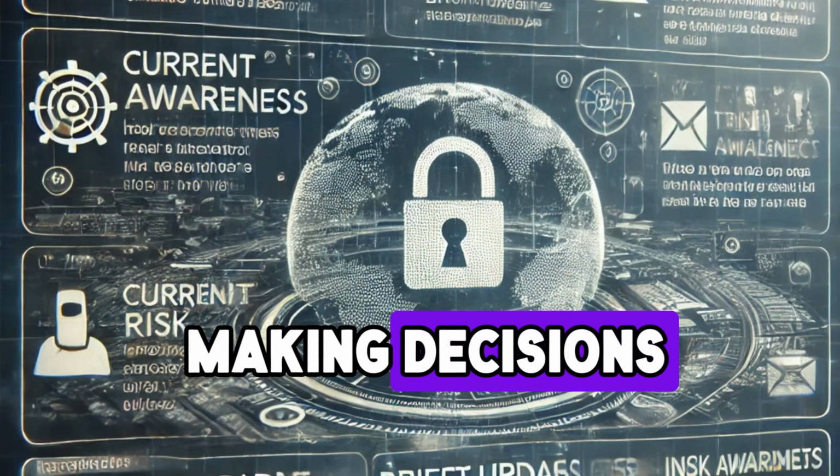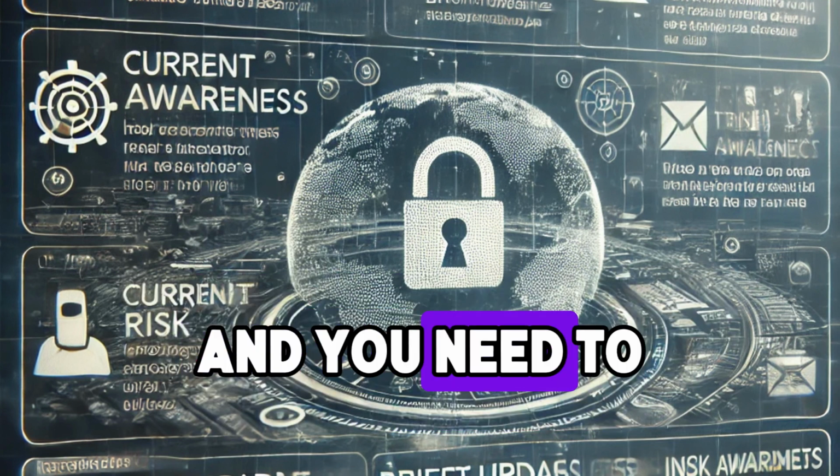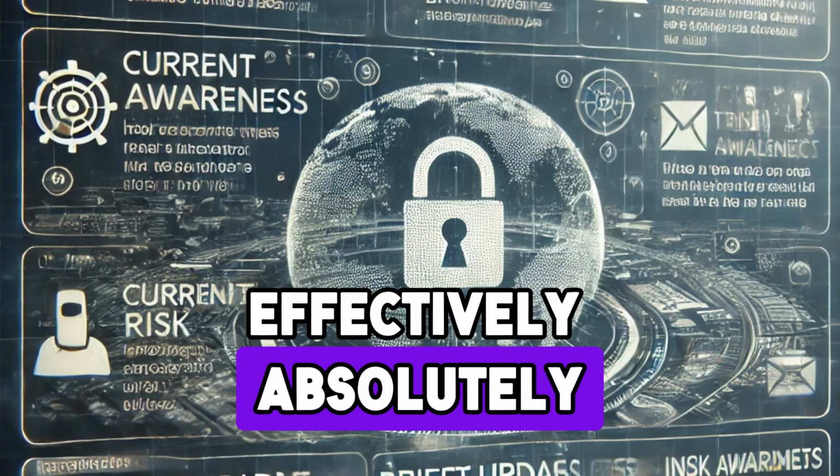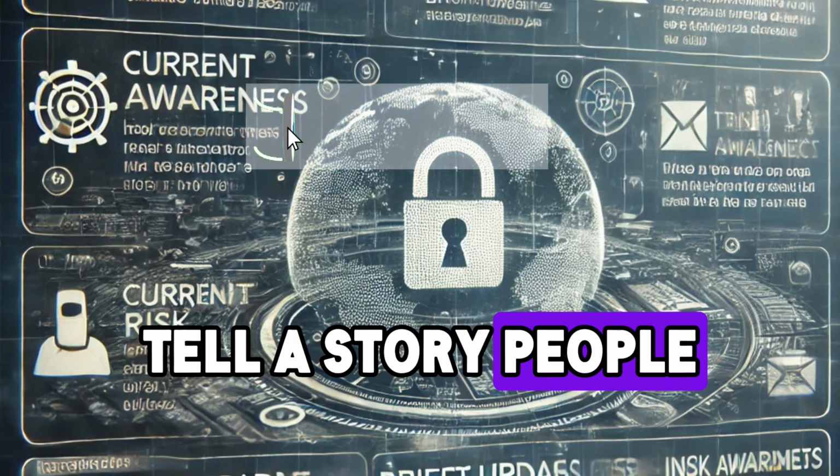Which makes sense because at the end of the day, risk management is about making decisions. Exactly. And you need solid information to make good decisions. And you need to communicate that information effectively. Absolutely. Make it clear, concise, and engaging. Tell a story people will actually listen to.